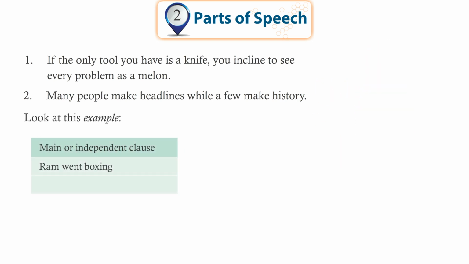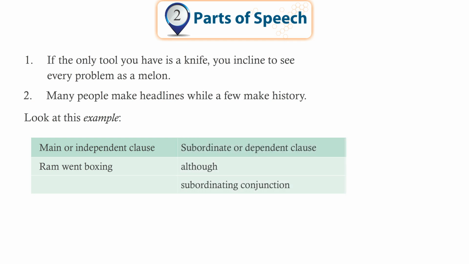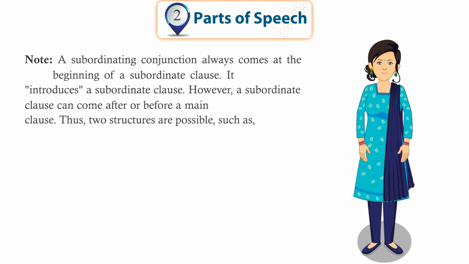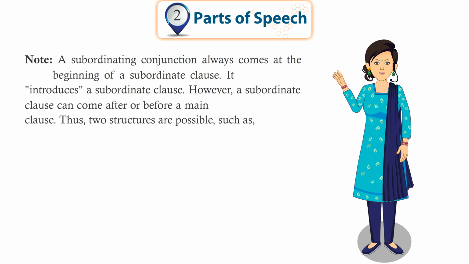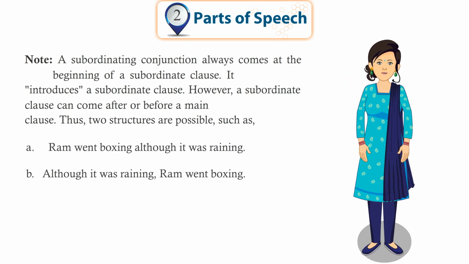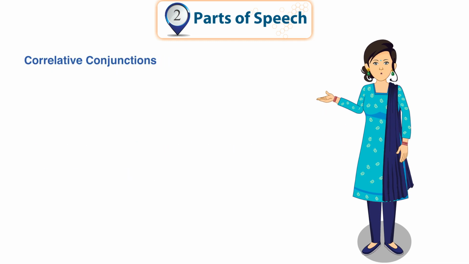Look at this example. Main or independent clause: Ram went boxing. Subordinate or dependent clause: although it was raining, where "although" is the subordinating conjunction. Note, a subordinating conjunction always comes at the beginning of a subordinate clause. It introduces a subordinate clause. However, a subordinate clause can come after or before a main clause. Thus, two structures are possible, such as: Ram went boxing although it was raining. Although it was raining, Ram went boxing.